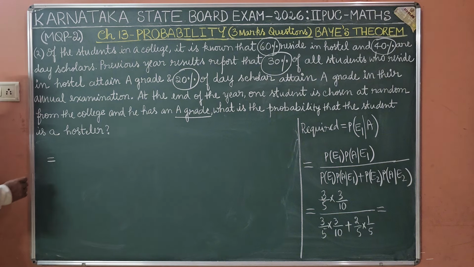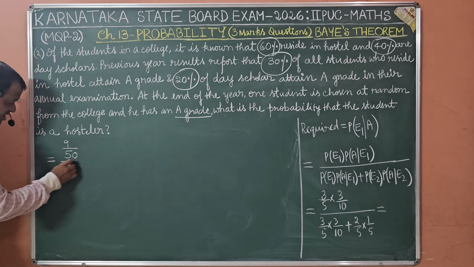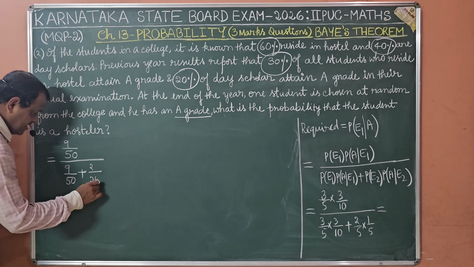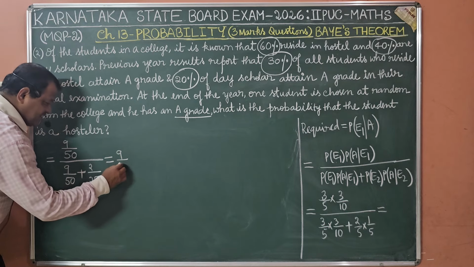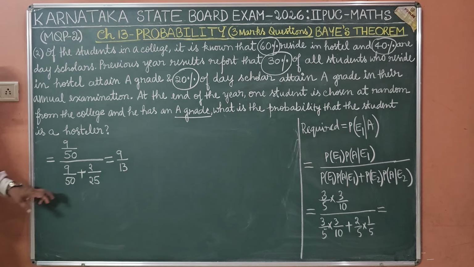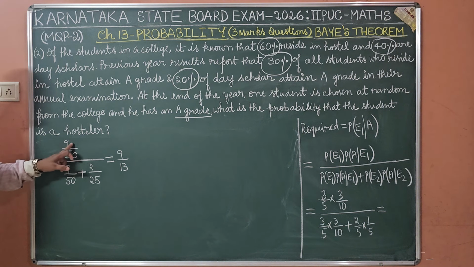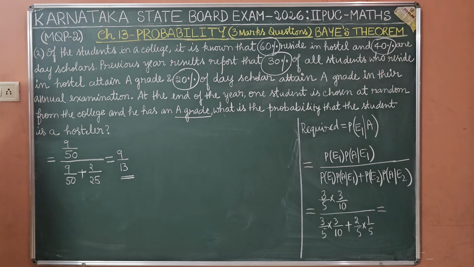Numerator, you could say it is 9 by 50. Denominator is 9 by 50 plus it is 2 by 25. And you can go on simplifying. The final answer is 9 by 13, because this is 4 by 50. 50 LCM cancelled. 9 by 9 plus 4, 13. So 9 by 13. Kindly go through the solution.